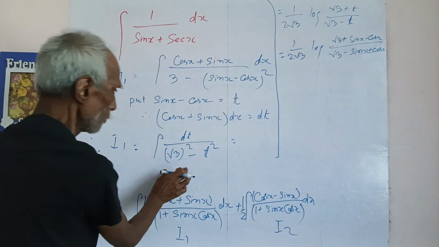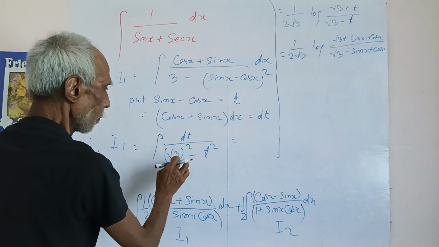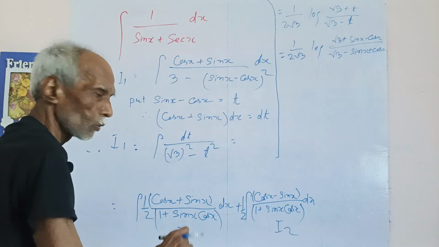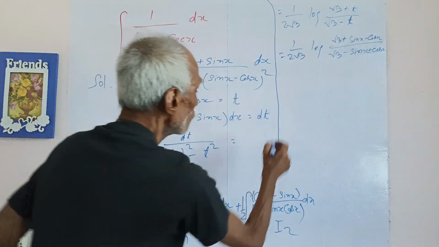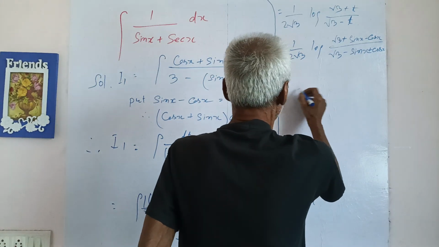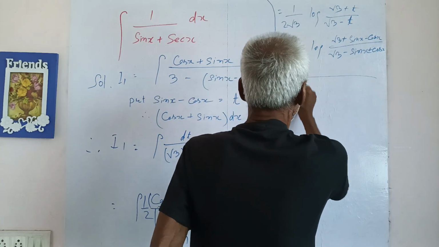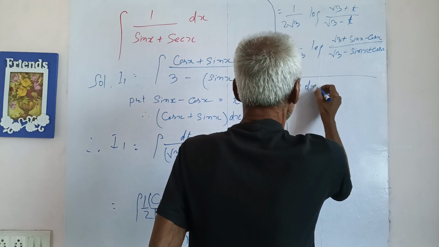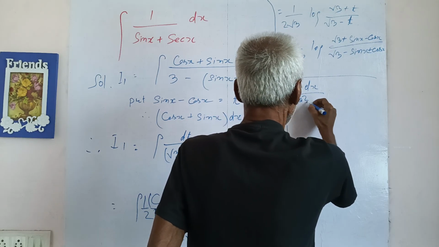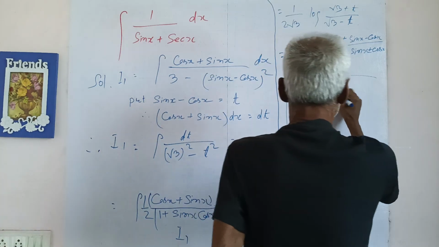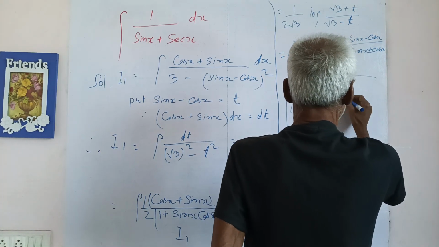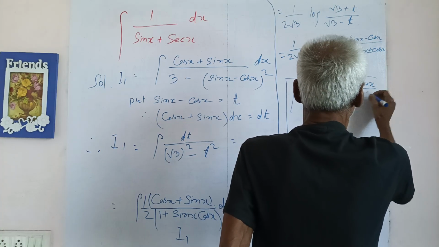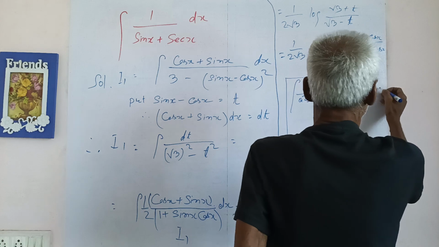This is in the form of dx by a square minus x square, which is equal to 1 by 2a. The formula is here, look at here. The integral of dx by a square minus x square is equal to 1 by 2a log of a plus x by a minus x plus c.